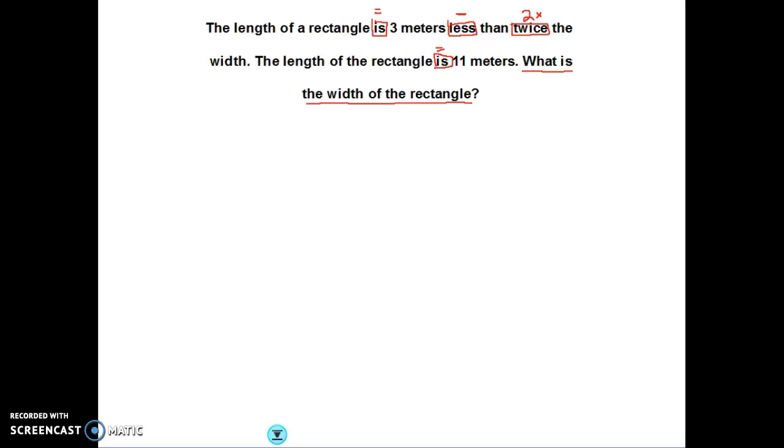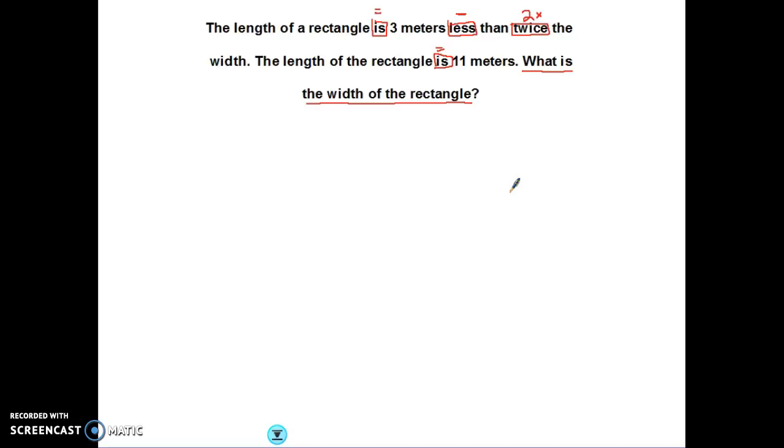Now that we've replaced our words with the appropriate symbols or representations, we can move on to step 4, which is to eliminate or cross out any unimportant information. So going back to read again, I see the length of a rectangle is 3 meters less than twice the width. All of that's going to be important in helping us find the length and the width of the rectangle. So I'm not going to cross out any of that. From there, we see the length of a rectangle is 11 meters. And again, that's also all very necessary information. The last sentence is our question, so we're not going to cross out anything from this question.